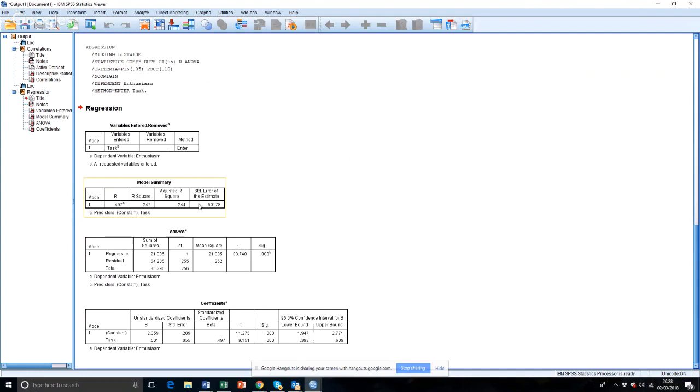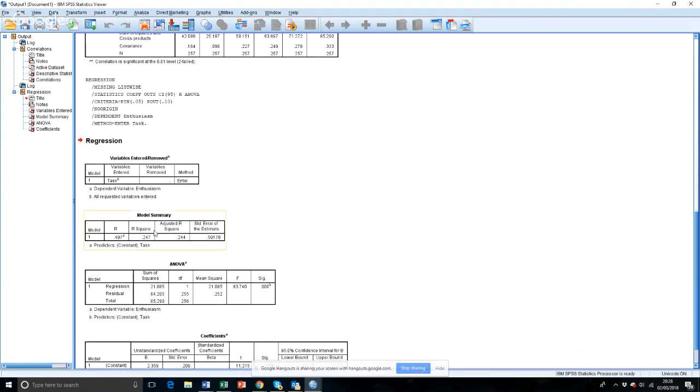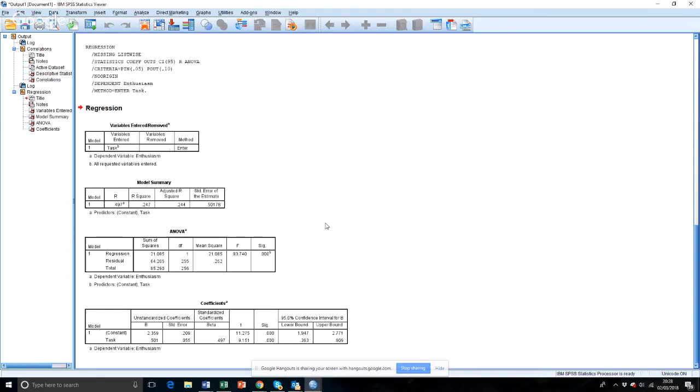enthusiasm that is explained by task orientation. We have an adjusted R square, which is adjusted for a little bit of error. You can see here there's not much adjustment because we have quite a large sample size, so there's not a great deal of error in that estimate. So essentially all we've really done here is replicate what we did in the step above, but we will come to see the importance of this model summary as we add more predictors into the model.